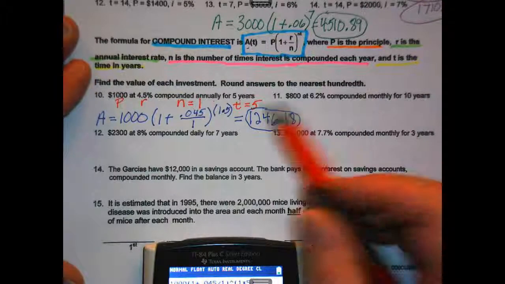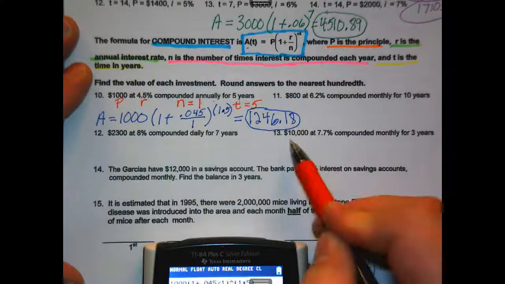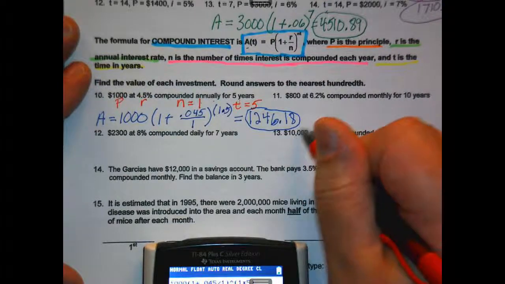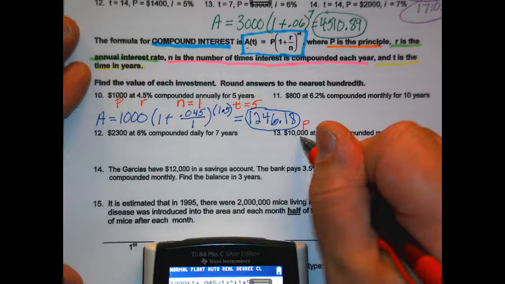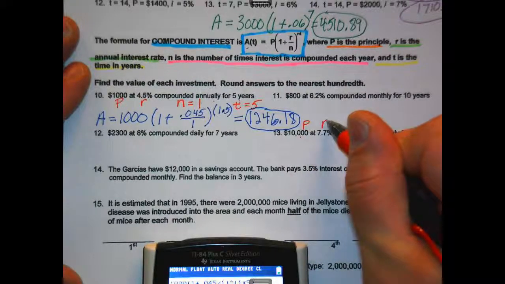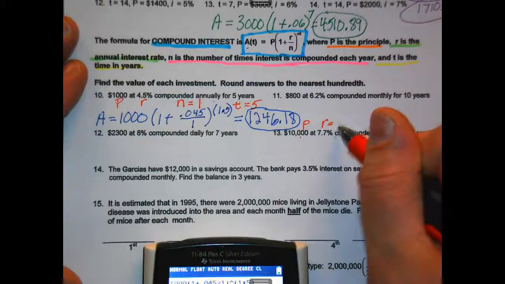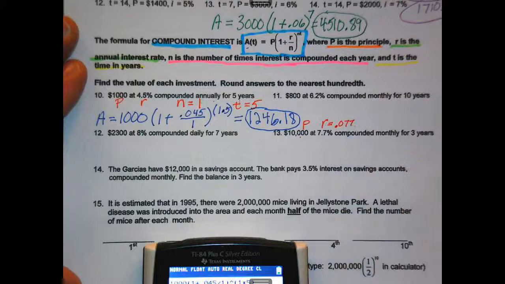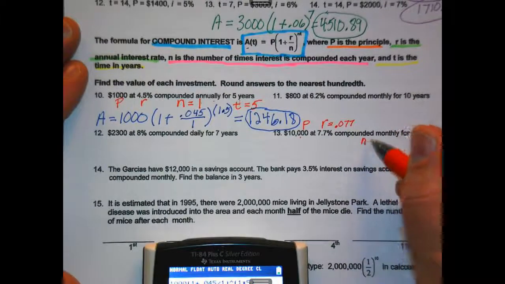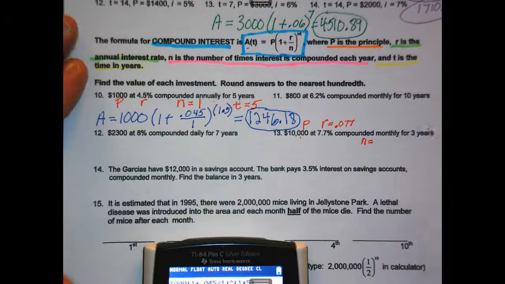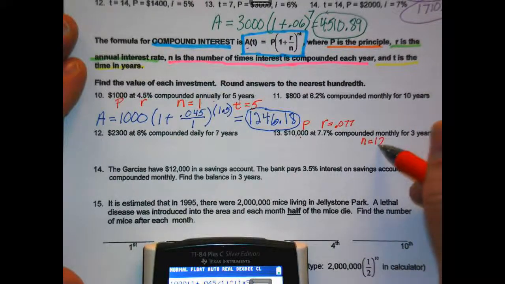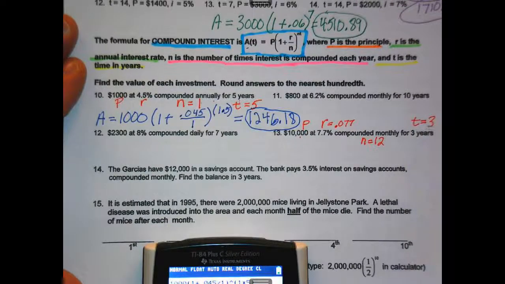Yeah, it has to be in parentheses. Okay, let's do 13. My initial amount, P, is 10,000. My rate is 7.7%. Move the decimal over to the left 2 places, I get 0.077. Compounded monthly, that's my N. How many months in a year? And my T, 3 years.